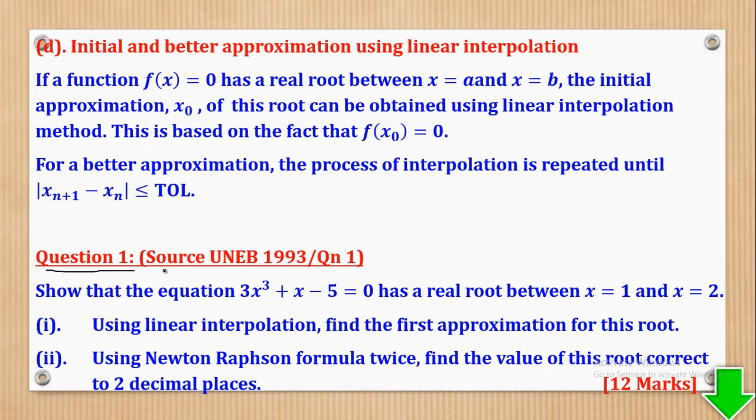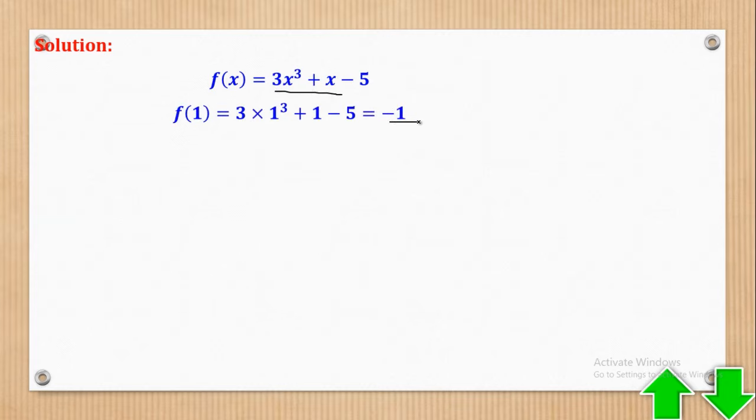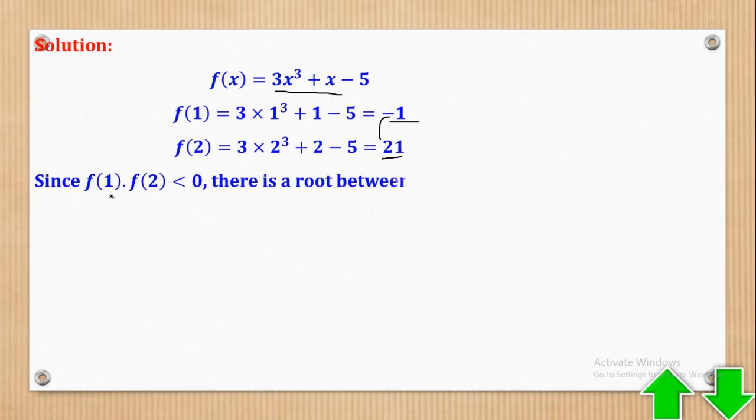So we shall start with question 1, which came from UNEB 1993, paper 2, question 1, and says, show that the equation has a real root between x equal to 1 and x equal to 2. So f(x) is that, therefore physical substitution is needed, so f(1) is that and f(2) is that. There is a change of sign, therefore you shall conclude that since the product is less than 0, there is a root between 1 and 2. So we have done with showing.